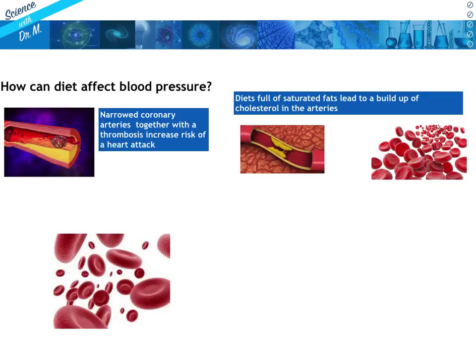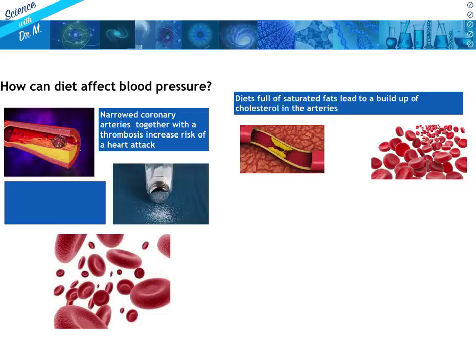Now if you get this narrowing of the arteries and then you get a thrombosis as well, which is this blood clot that you can see trying to pass through the artery, that puts you at an increased risk of a heart attack. And the other thing that can affect your blood pressure is high levels of salt. High levels of salt elevate blood pressure and increase your risk of having a heart attack.